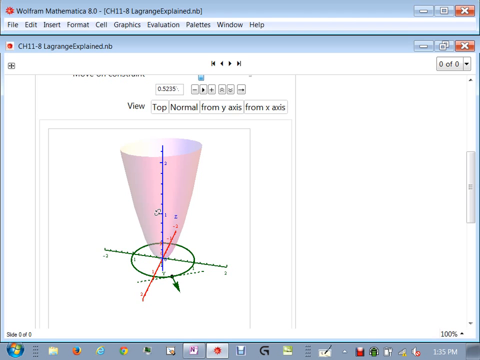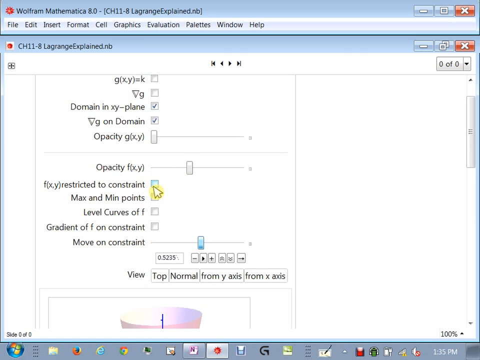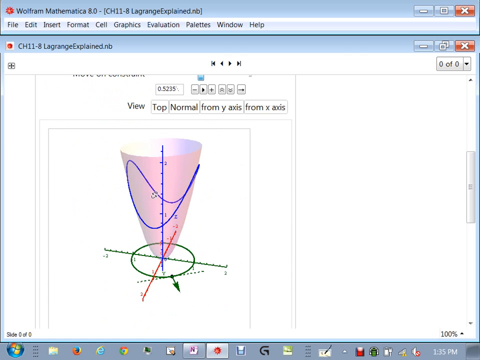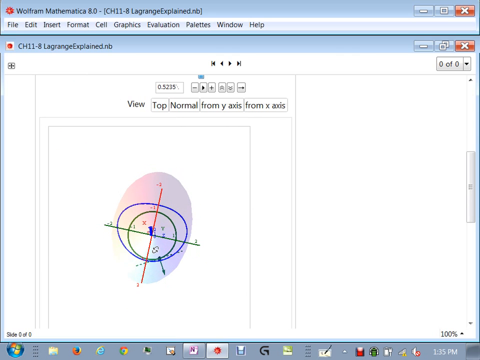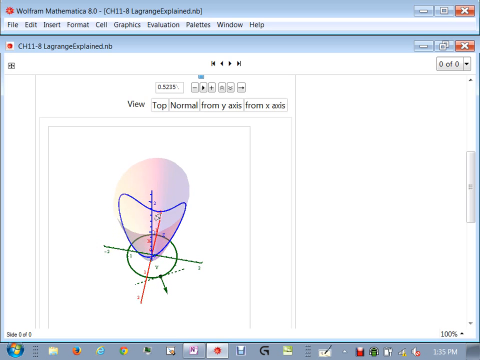Now, what I'm supposed to do is take my original surface and constrain it to that circle, which means I want to take just the points in that circle and map them up into this function, which would mean I get that blue curve. Do you all see that that blue curve is what you get when you take all those circle points and throw them up into the function?